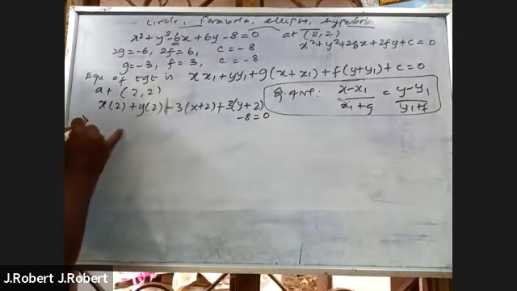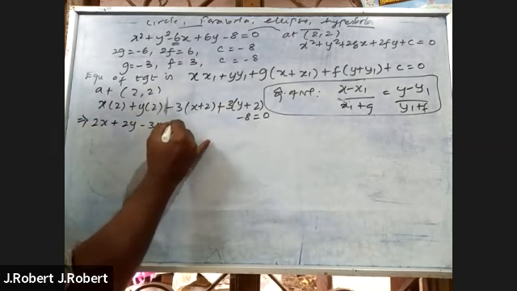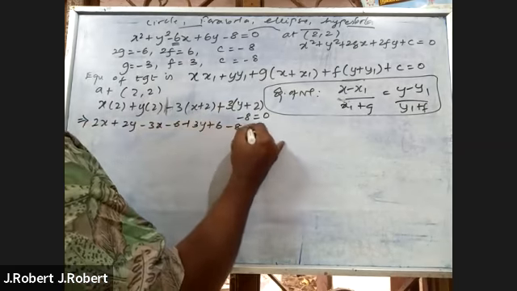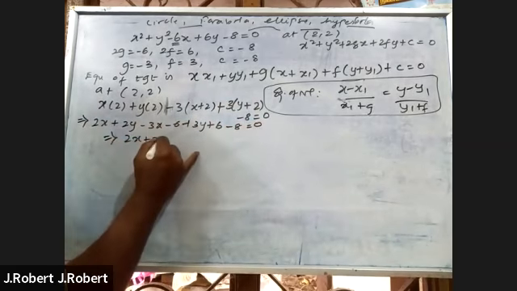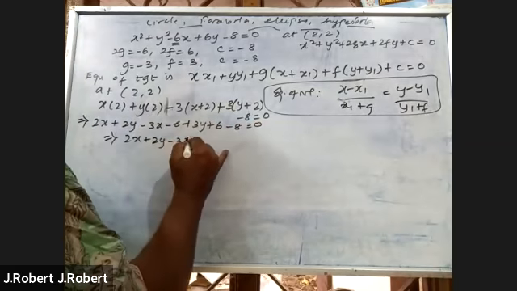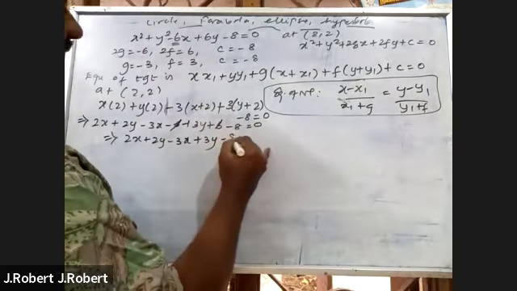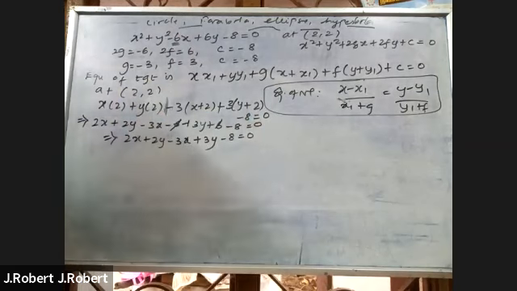Now we have 2x plus 2y minus 3x minus 6 plus 3y plus 6 minus 8 equal to 0. This implies 2x plus 2y minus 3x plus 3y, minus 6 plus 6 cancel, minus 8 equal to 0. This is called the equation of the tangent. Usually, this is called the equation of the tangent.